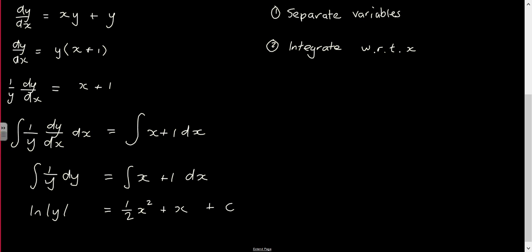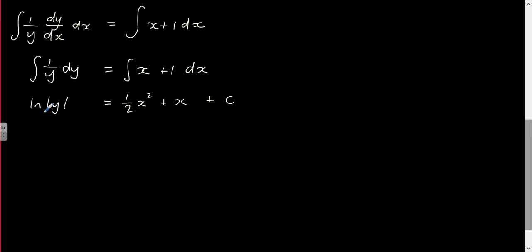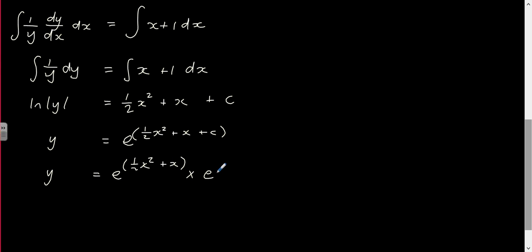Now, remember, the idea of finding a general solution to a differential equation is to have it in the form y equals something. Okay? So let's do that, all right? To get this y out from its natural logarithm prison, if you like, we do e to the power of both sides. So we're going to do e to the power of half x squared plus x plus c. Now we're finished here, but we can make it look a little bit nicer. We can say y equals e to the power of half x squared plus x multiplied by e to the power of c.